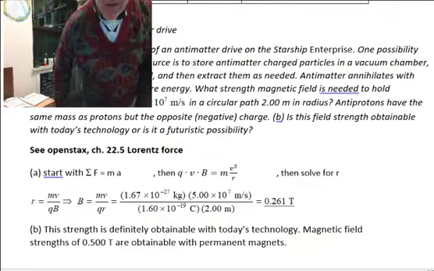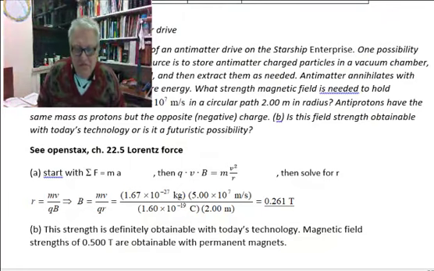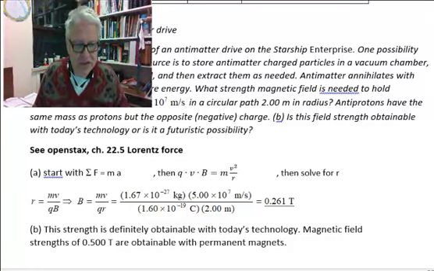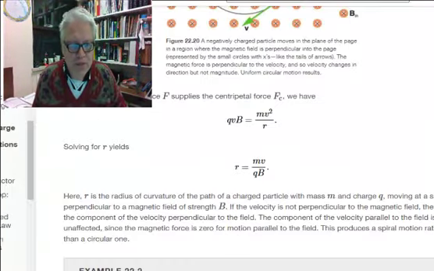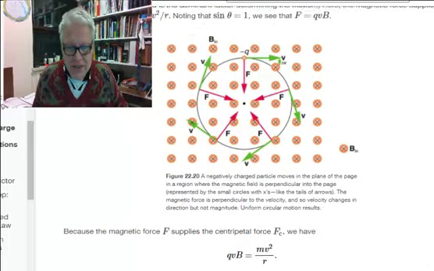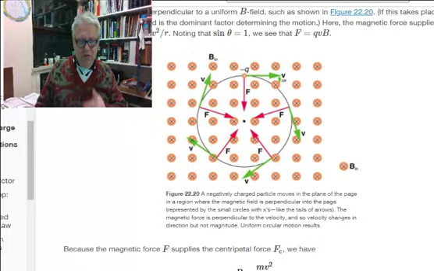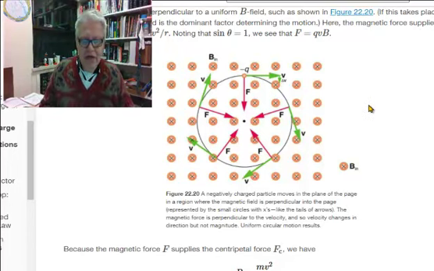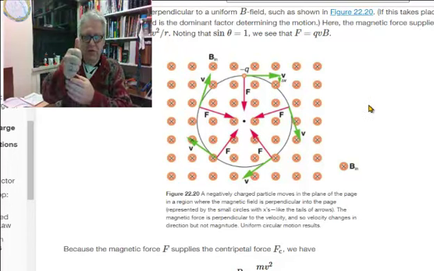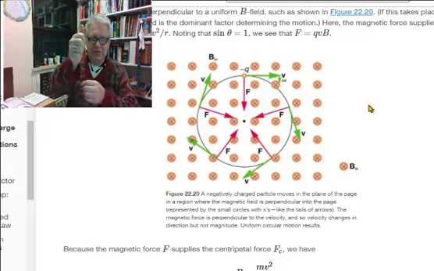All right, and then the second part is: is this field strength obtainable with today's technology, or is it a futuristic possibility? Okay, I'm going to go over to this diagram right here. Notice there's a negative particle in this drawing, and I hope you can see this one. I'm going to hold it a little bit further up this time.